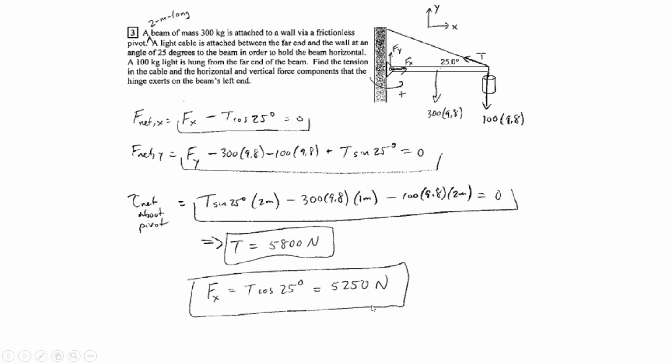Plugging into the first gives us Fx is 5,250 newtons, and into the second equation gives us Fy is 1,470 newtons. Engineers like to do this kind of stuff because they say, oh, how big and beefy of a pivot do we need here? How strong of a cable can we use here? Clearly we don't want to use weak fishing line or something like that. It might have to be a pretty hefty cable. It's got to stand 5,800 newtons of tension, so that tells the engineers how bulky these items have to be to support the weights that are needed.